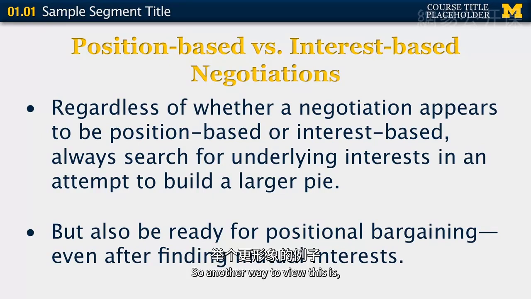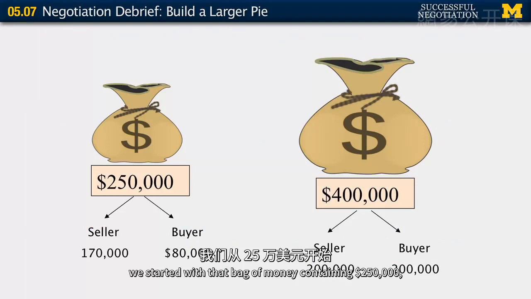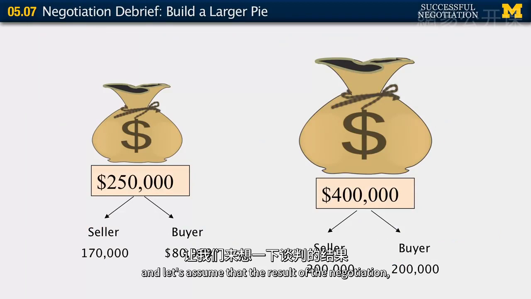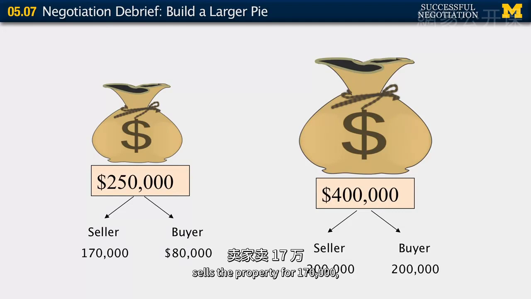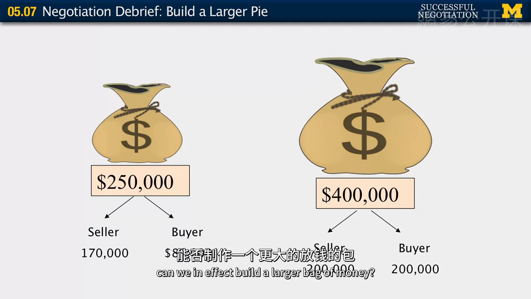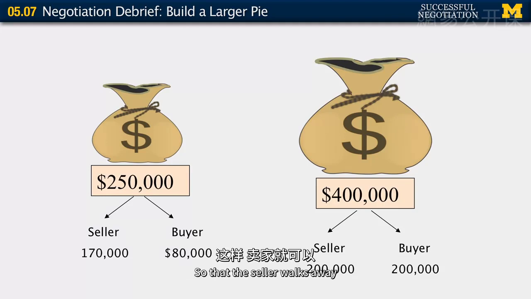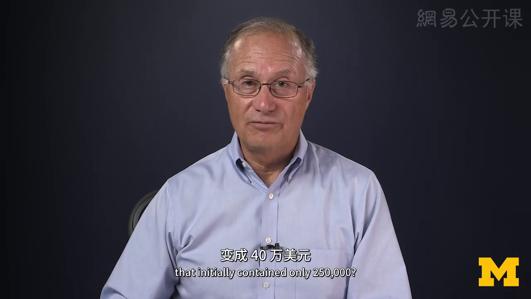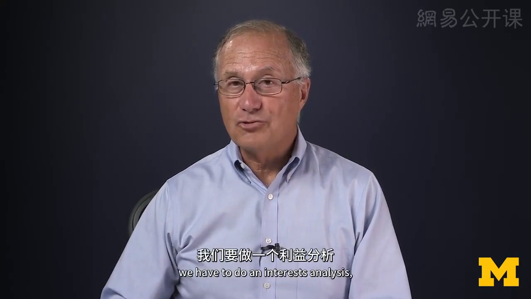So another way to view this is we started with that bag of money containing $250,000. And let's assume that a common result of the negotiation is that the seller sells the property for $170,000, which means that the buyer, the buying company, gets to keep $80,000. And the question is, can we build a larger pie? Can we, in effect, build a larger bag of money so that the seller walks away with $200,000 rather than $170,000, and the buyer gets to keep $200,000 instead of $80,000? In other words, how can the two parties take $400,000 worth of value out of a bag of money that initially contained only $250,000? To answer that question, we have to do an interests analysis.